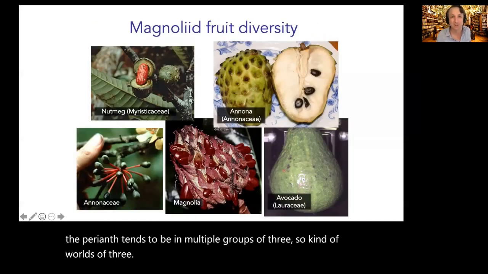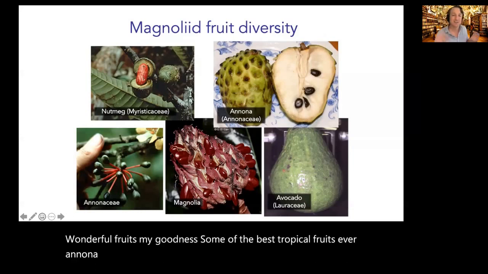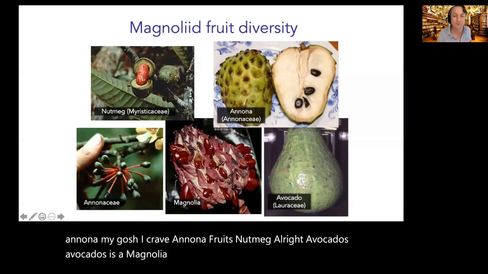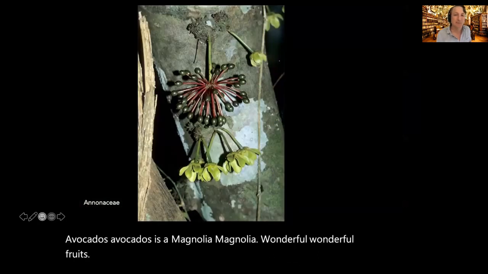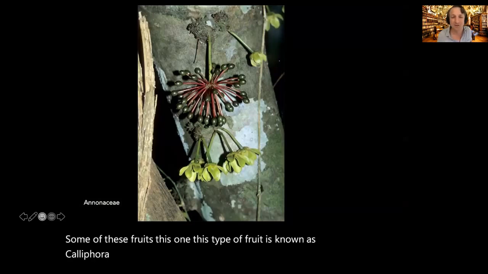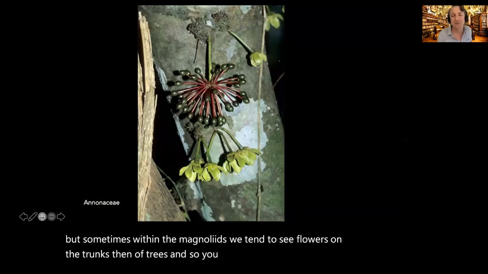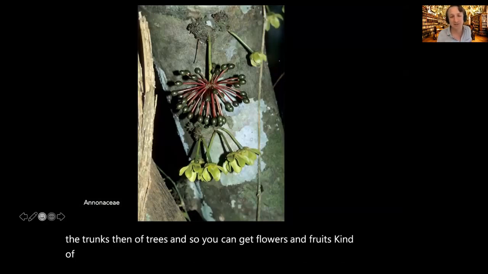Wonderful fruits. Oh my goodness, some of the best tropical fruits ever. Annona. Oh my gosh, I crave annona fruits. Nutmeg. All right. Avocados. Avocado is a magnoliid. Wonderful, wonderful fruits. This type of fruit is known as a cauliflorous fruit. Don't memorize the name so much, but sometimes within the magnoliids, we tend to see flowers on the trunks of trees. So you can get flowers and fruits produced in really different parts of a plant.